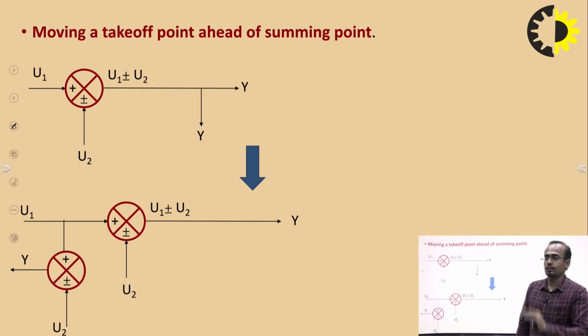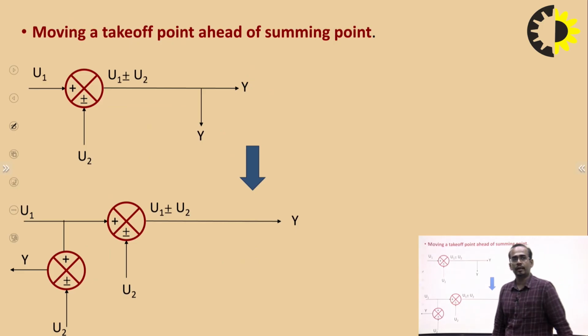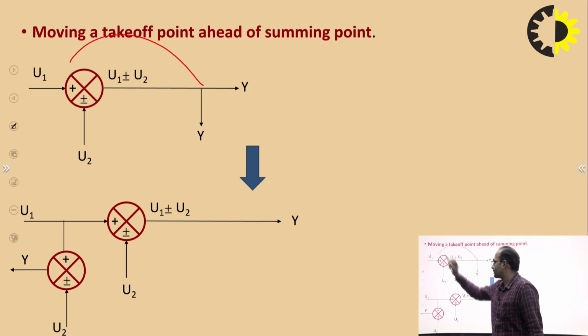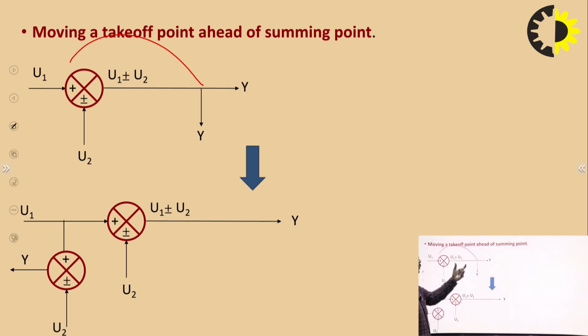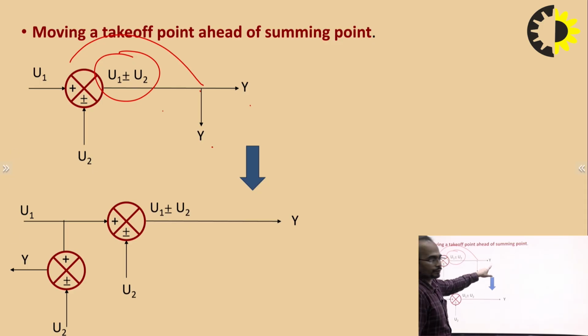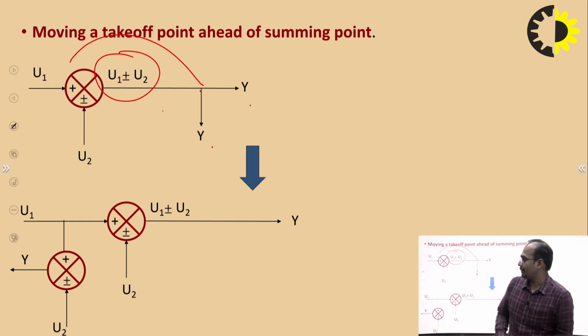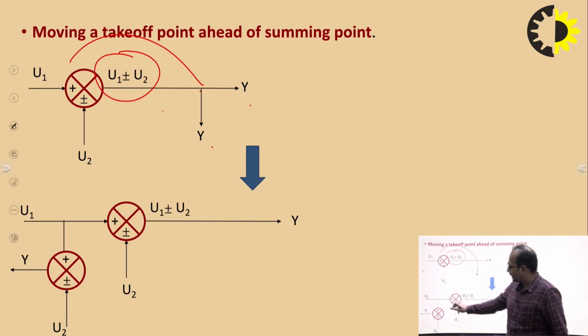Next rule is moving a takeoff point ahead of a summing point. I am going to shift this takeoff point ahead of the summing point. So you have to see here, u1 and u2 are the inputs. What is the output of this summing point? u1 plus minus u2. What is the output of this takeoff point? The same output of this summing point is the output of the takeoff point and the desired output. So the desired output and the output of the takeoff point are the same. If I am shifting this takeoff point to before the summing point, then what will I get? I will get here u1. What should I get?